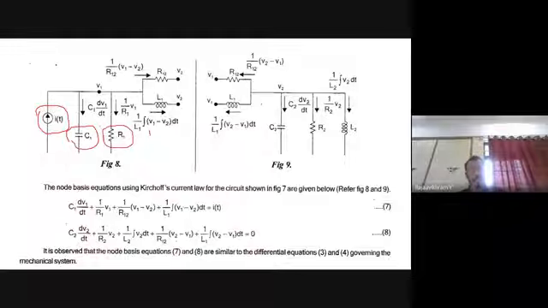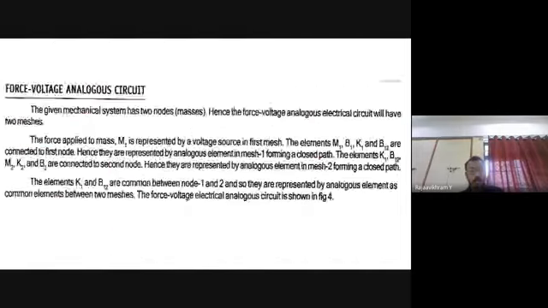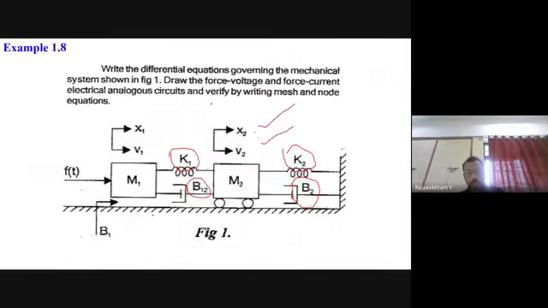So please listen carefully. This is the difference between the force voltage and the force current analogy. Next, R12 and L1. So this is the system. B12 represents R12 and K represents the L1. These two elements are connected to node 1. That's why in the force current analogy, R12 and L1 are connected in parallel.